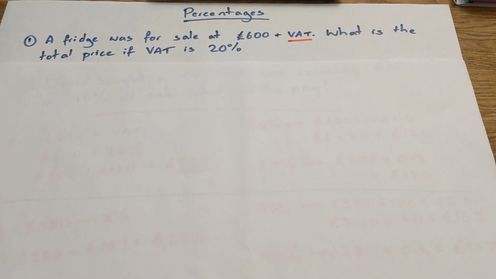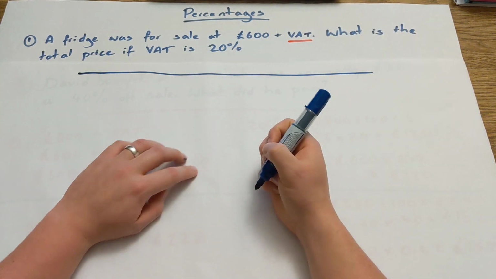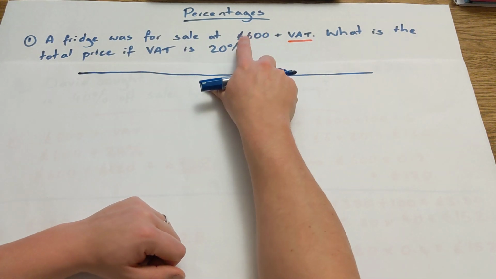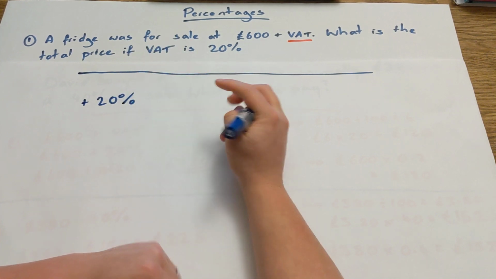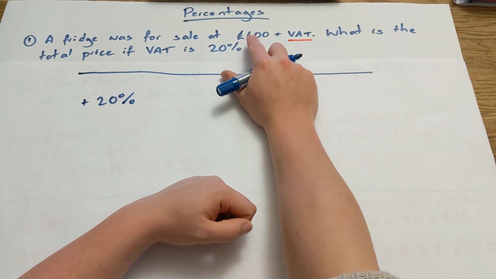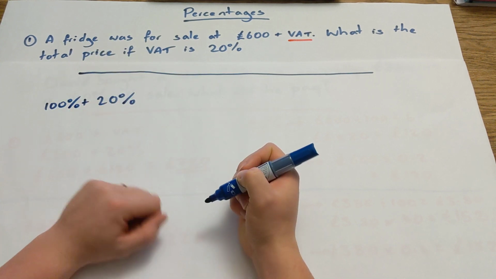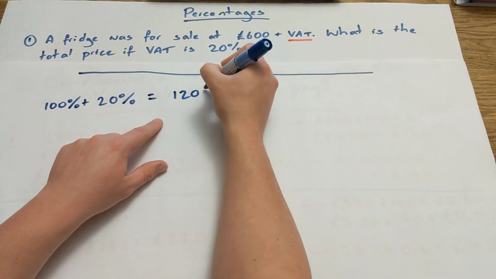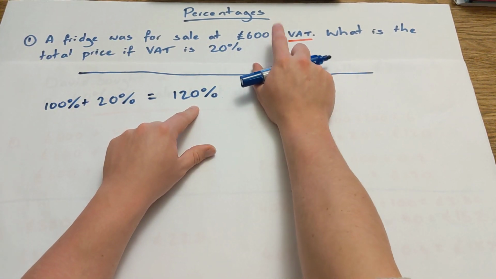Okay, for this other way, I'm going to stick with this first question because we know what the proper answer to that is. So we know it's £600 plus 20%. But the £600, what percentage was that? That was the whole price at the start. So that was 100% of the price. So 100% plus 20%. So overall, with the VAT added on, it's 120% of that original price.